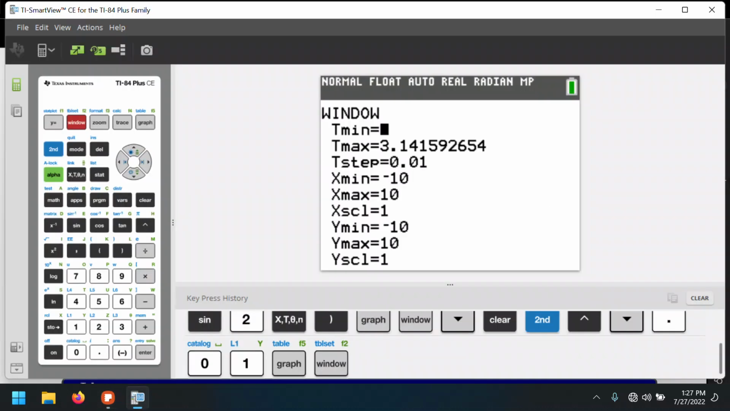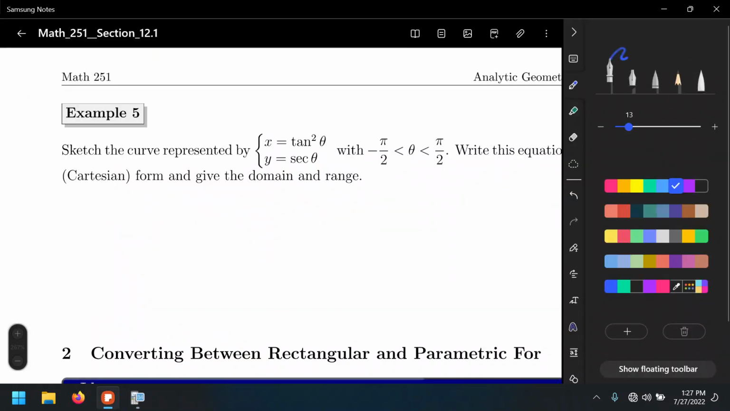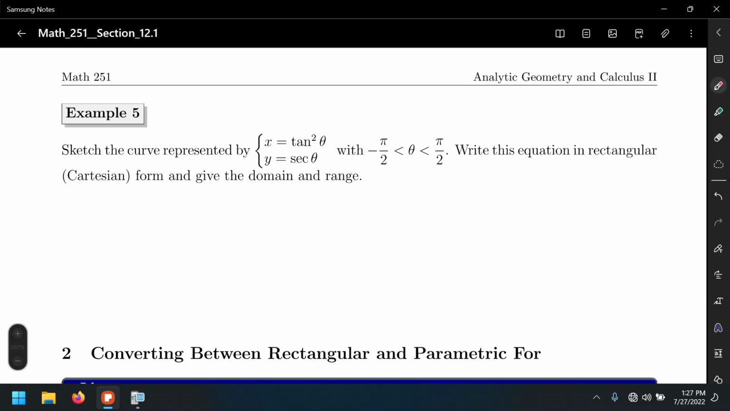Okay, let me check something real quick. T-min and T-max, all right? So let's label. Whenever you're given a specific range, this means T-min and this means T-max. All right, on your calculator.